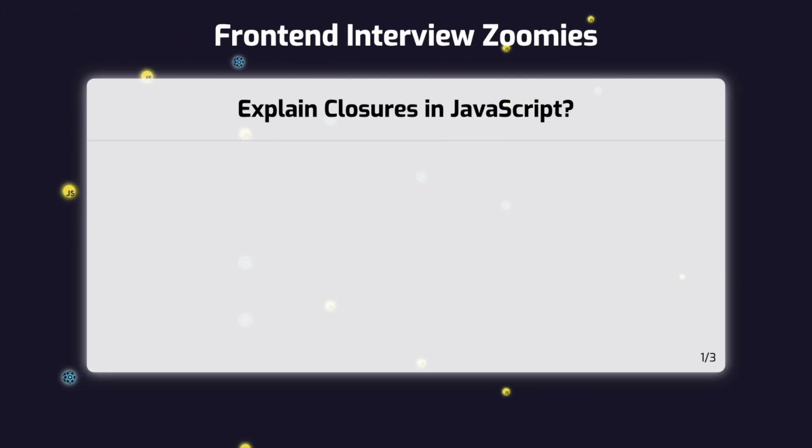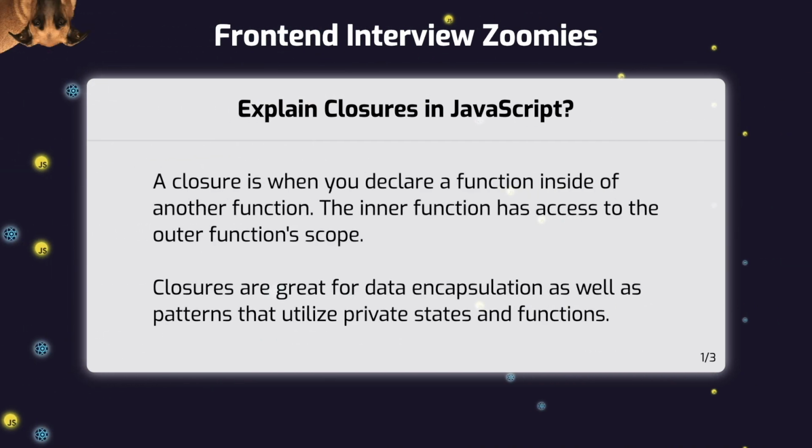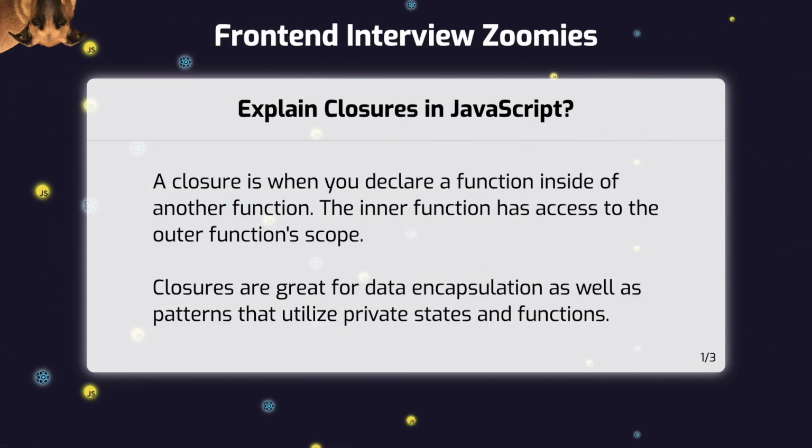On to some theoretical questions. You might be asked to explain a closure in JavaScript. A closure is when you declare a function inside of another function. The inner function has access to the outer function's scope, so it can have access to a variable declared inside of the outer function or even variables outside of the function in the global scope. Closures are great for data encapsulation as well as patterns that utilize private states and functions.